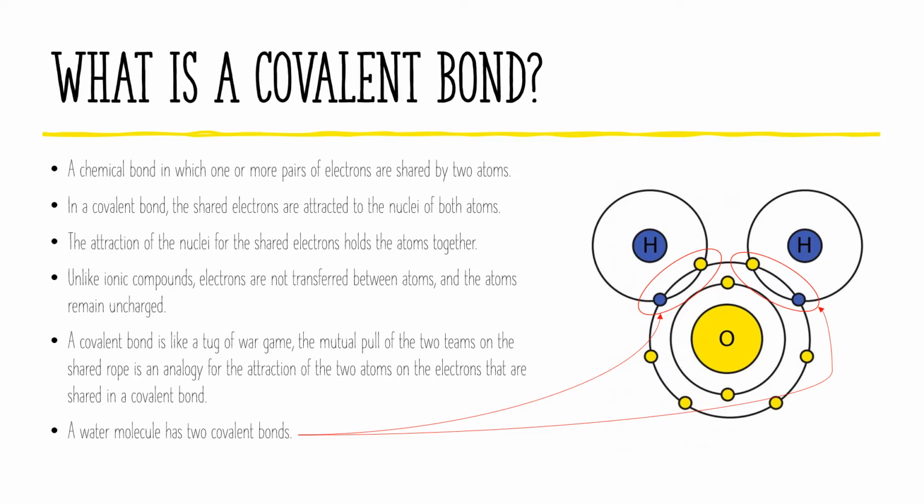Unlike ionic compounds, the electrons are not transferred between atoms, and the atoms remain uncharged. A covalent bond is like a game of tug-of-war. The mutual pull of the two teams on the shared rope is an analogy for the attraction of the two atoms on the electrons that are shared in a covalent bond. A water molecule has two covalent bonds.